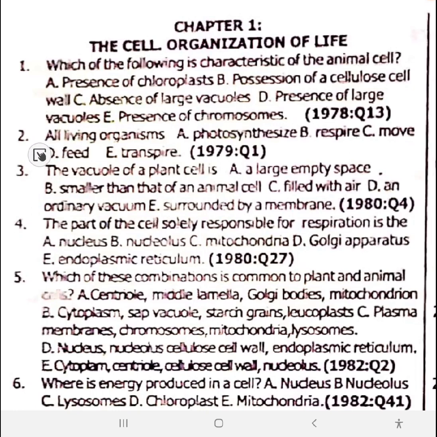Number two, all living organisms dash. The correct answer to this is option D, feed. So, all living organisms feed. Number three, the vacuole of a plant cell is, everybody jot down, the vacuole of a plant cell is surrounded by a membrane called tonoplast. So number three is option E, surrounded by a membrane. Two is feed.